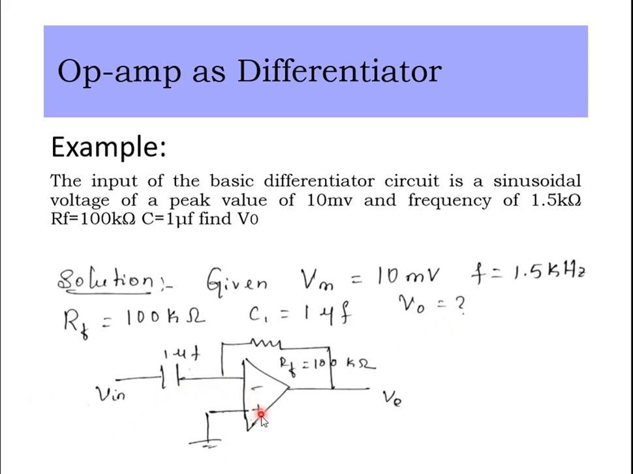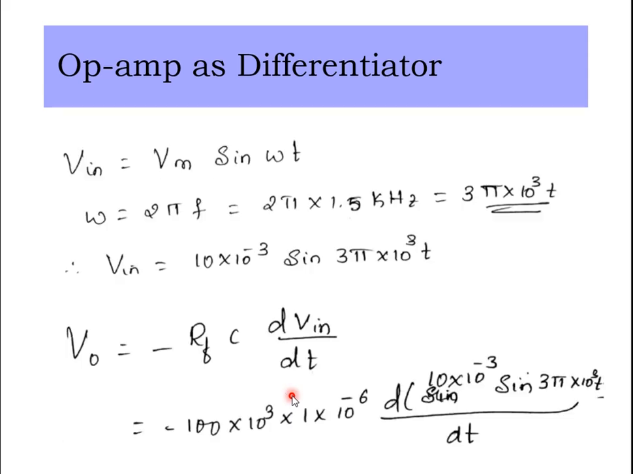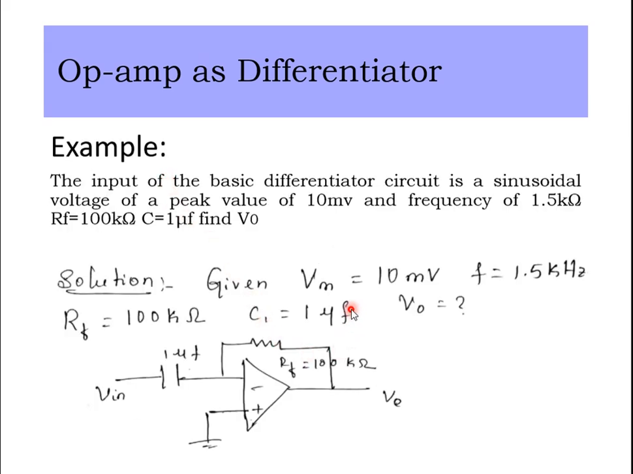So this is the circuit diagram for op amp as a differentiator. The capacitor is in series with the applied input voltage, and we have a feedback component, that is resistor Rf. The Rf value is equal to 100 kiloohms, whereas the capacitor is 1 microfarad. We have one more parameter given, that is Vm. Vm is equal to 10 millivolts, whereas f is equal to 1.5 kilohertz.